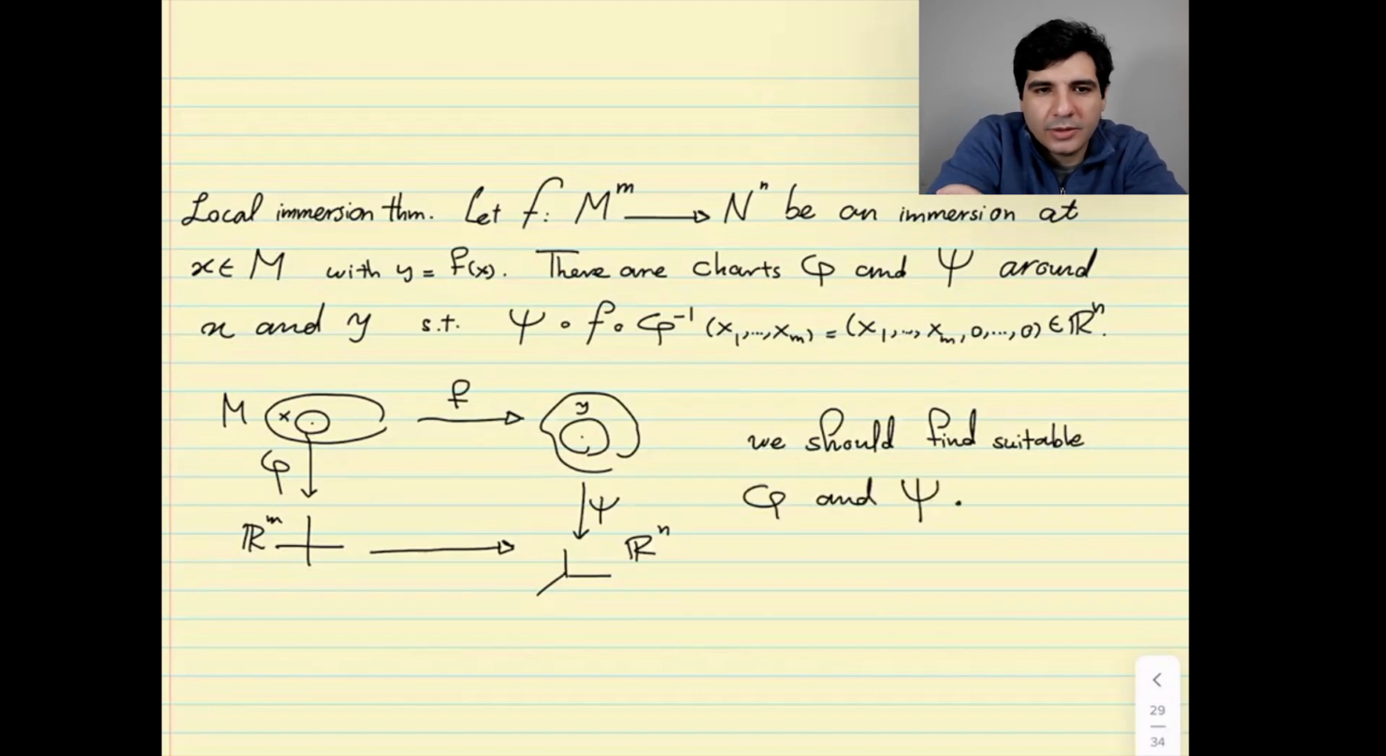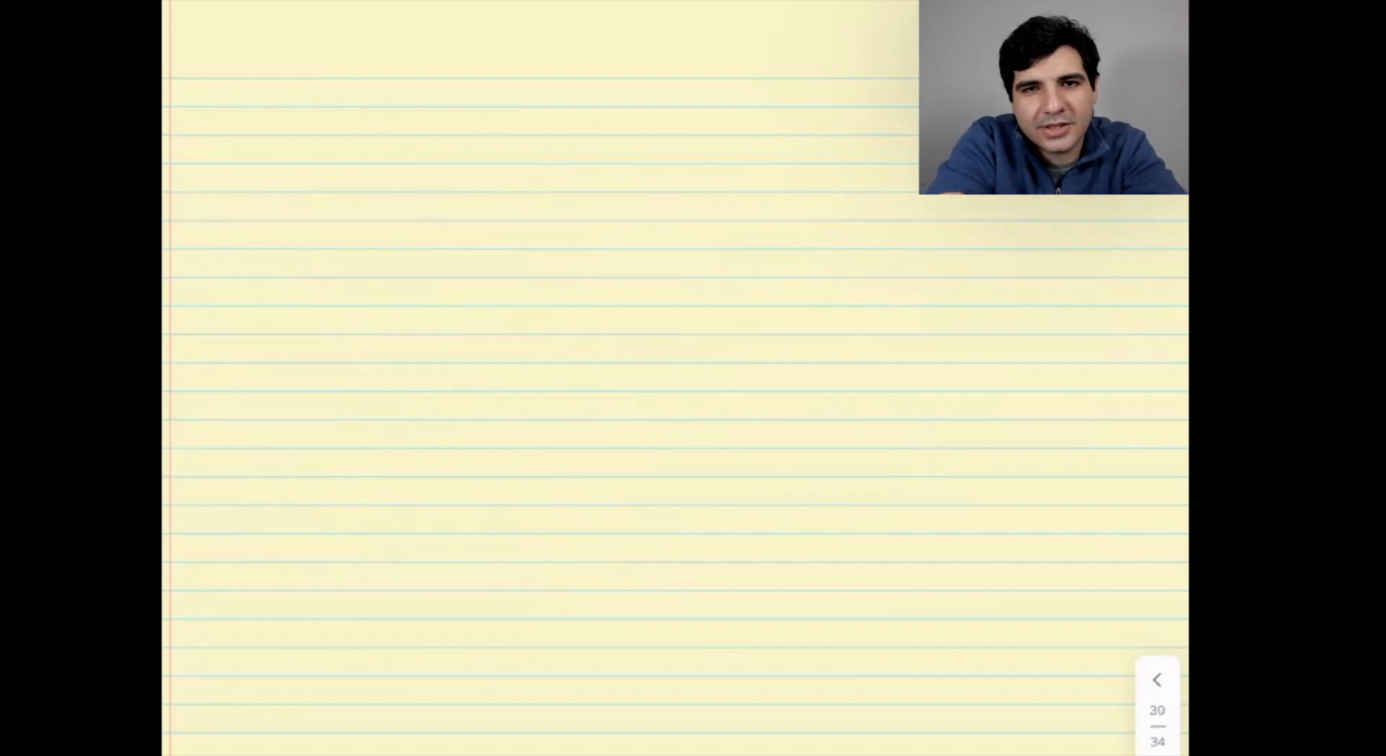Diffeomorphisms from a neighborhood of X to Rm and a neighborhood of Y to Rn. Okay, how can we do that? How can we find these maps? If we find these, we finish the proof. That's essentially the thing.